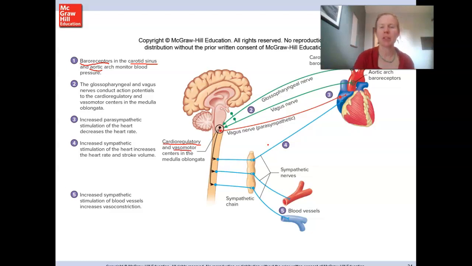So in this case, did they give us a direction? Okay, so let's say blood pressure was getting too high. We send that message back, right? We could use parasympathetic innervation of the heart to decrease heart rate. That would eventually decrease blood pressure. And then that vasomotor center would basically just turn down the sympathetic innervation of the blood vessels.